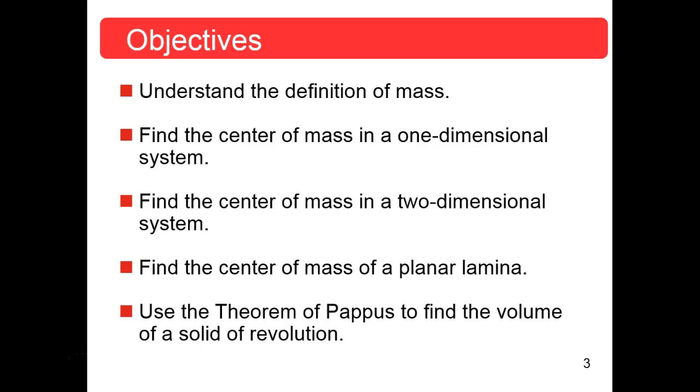So our objectives here are to understand the definition of mass. That's pretty vague, isn't it? Find the center of mass of a one-dimensional system. Find the center of mass of a two-dimensional system. Find the center of mass of a planar lamina, which basically is a two-dimensional sheet of something with uniform density. So that's what they mean by planar lamina. And we'll use the theorem of Pappus to find volumes of solids of revolution. They love those, don't they?